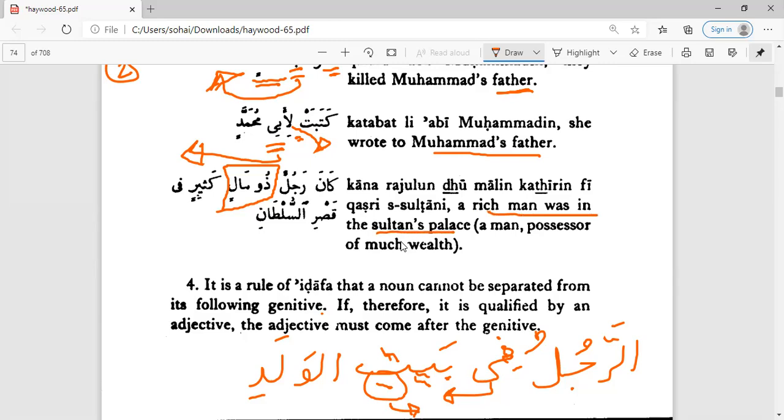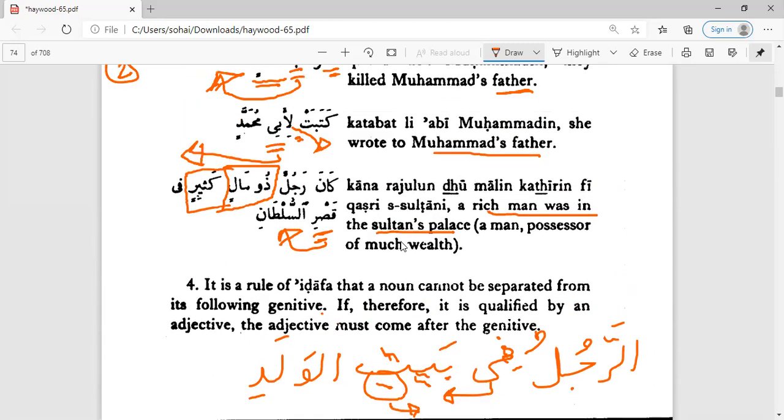So kana rajulun zu malin. A rich man was. Sorry, it is zu malin kathirin. A rich man was in the palace. Qasr means palace, and mudaf ilayhi, qasri sultani, in the palace of the sultan. Or you could say a man possessing lots of wealth was in the palace of the sultan. But you could just say rich, because somebody who possesses a lot of wealth is rich, right?